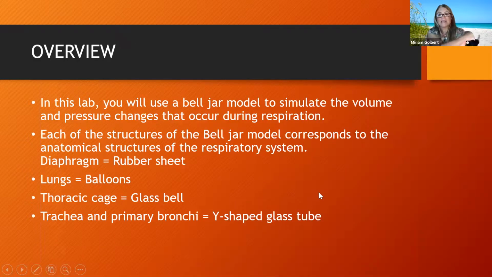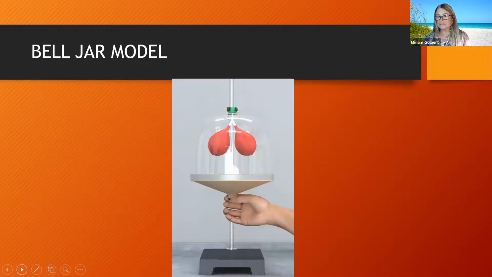So what you're going to do in this lab, you're going to simulate what the volume of your lungs and pressure changes occur. You're going to be using a very old model, which is called the bell jar model, to represent your lungs. So the lungs are going to be balloons. The diaphragm is a rubber sheet. Actually, the diaphragm is a sheet muscle. And the thoracic cage is going to be like a glass bell over it. And the trachea and the primary bronchi are going to be like a glass tube in the form of a Y. So this is what you're going to see in your little virtual simulation.